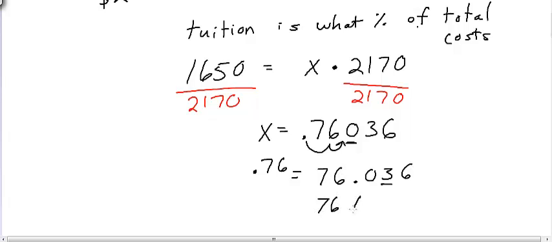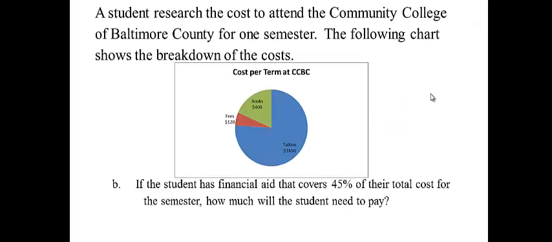or 76%. Let's look at the question where student expenses for total cost for one term at the Community College of Baltimore County are given by the following chart. If the student has financial aid that covers 45% of their total cost for the semester, how much does the student need to pay? If I'm going to determine that, I first need to know what's the total cost of a term at CCBC. So when I add up my tuition, books, and fees, it comes out to a total of $2,170. There are my total costs.